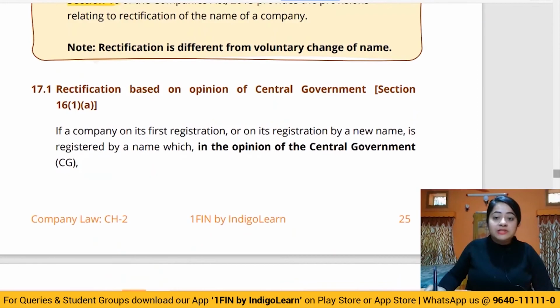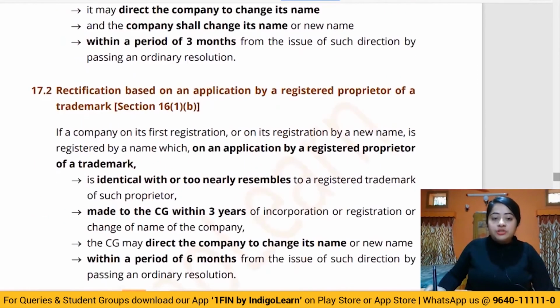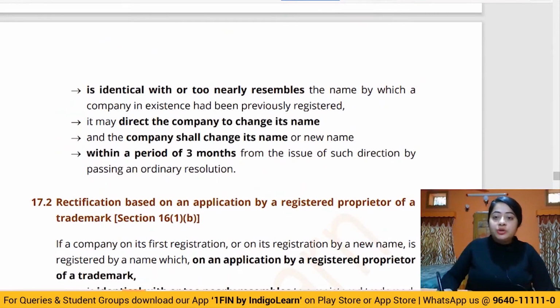First, let's talk about when the central government is of the opinion that the name of the company should be changed. In that case, the central government is going to send a notice to the company to change its name. 3 months are going to be allowed to the company, and the company can change the name by simply passing an ordinary resolution. So this is the first case, when the central government suo motu wants the company to change its name.